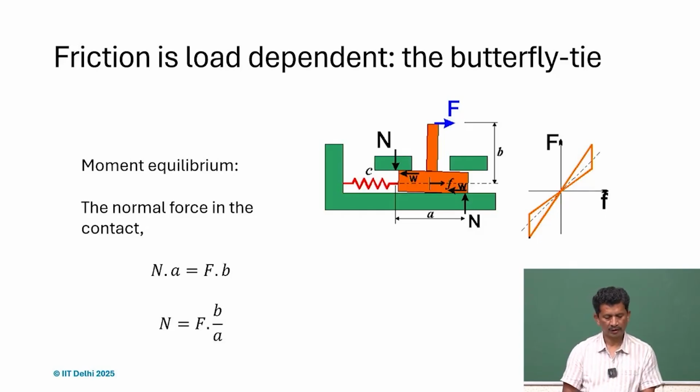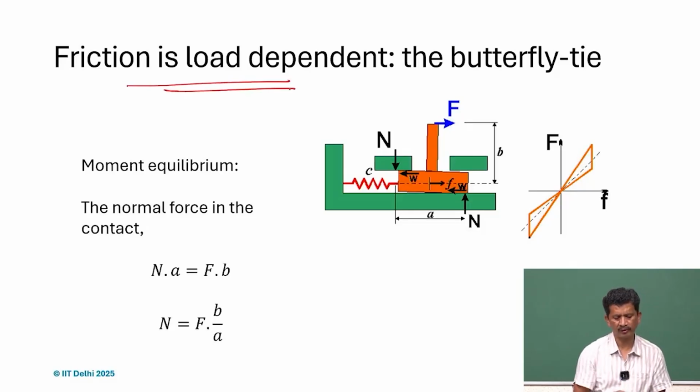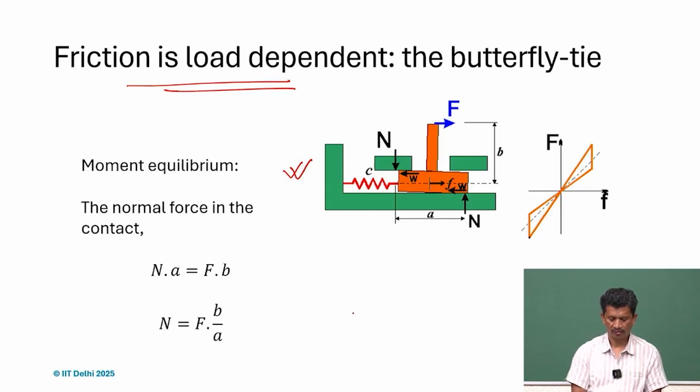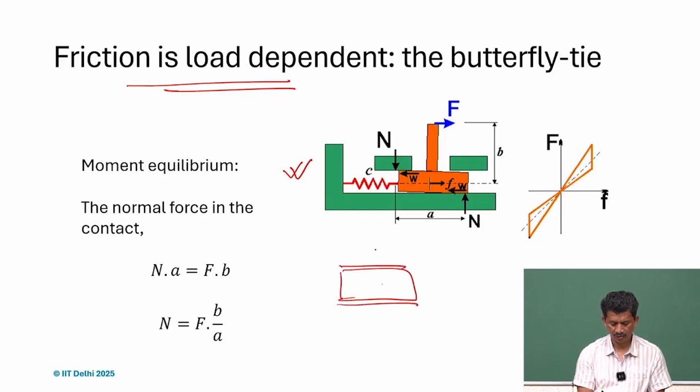So we can talk about a different problem where friction is load dependent. In the earlier case, the friction was not load dependent, it was constant. But if we consider this case and think about it closely, what we realize is that this is a very common case, because this body is guided, moving, but the force is applied somewhere else.